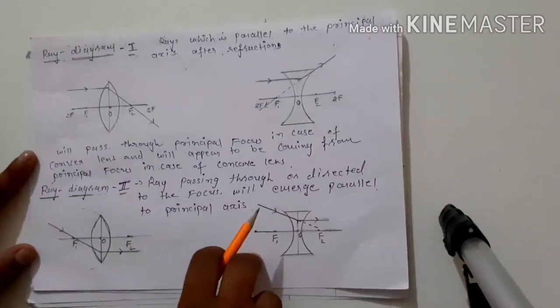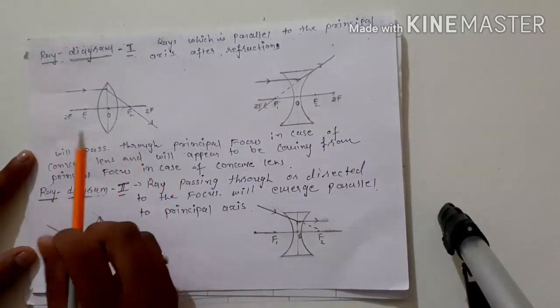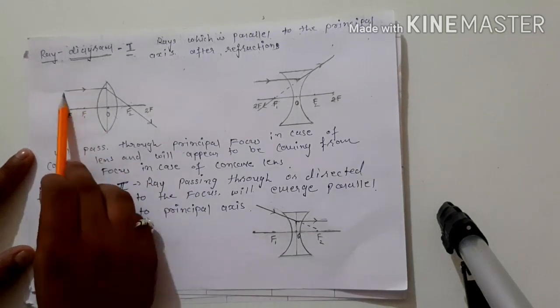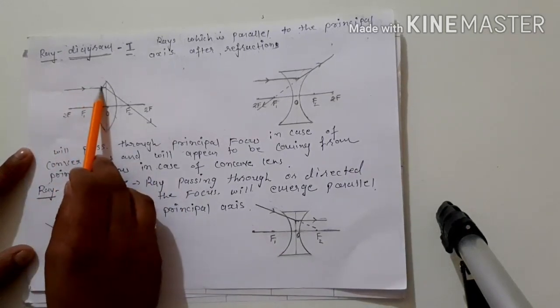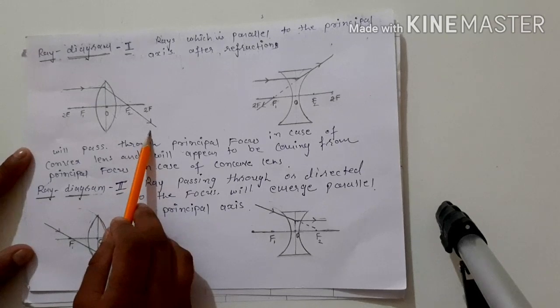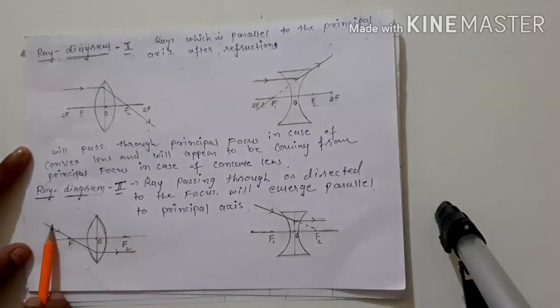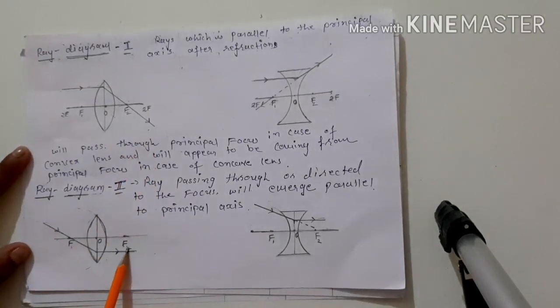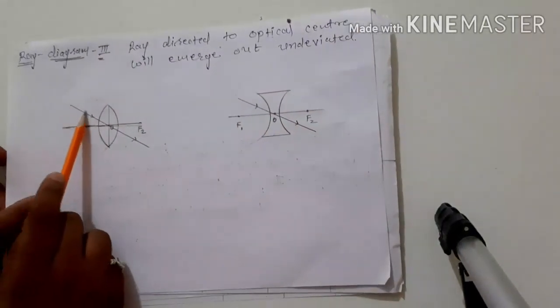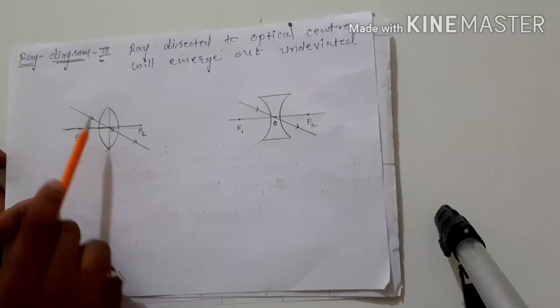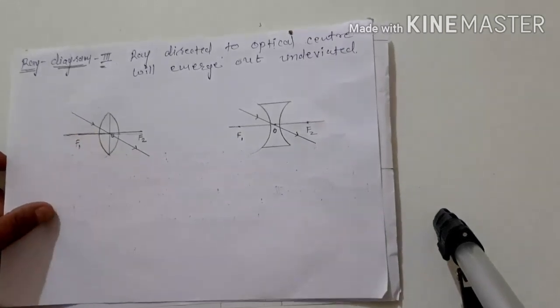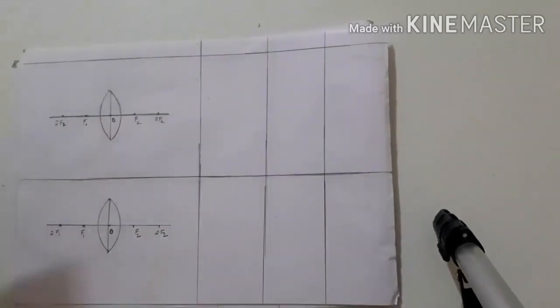Hello friends, in the last lecture we discussed ray diagrams. In the first ray diagram, a ray parallel to the principal axis will pass through F. In the second, a ray which passes through F will become parallel to the principal axis. And in the third ray diagram, a ray which passes through the optical center O will pass out without any refraction.